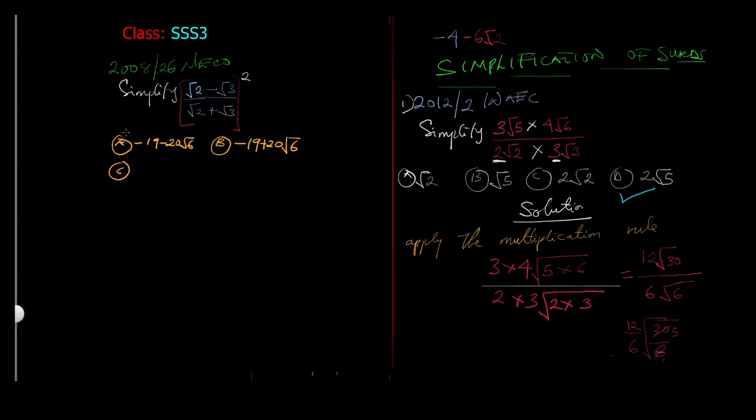Option C, we are told that the answer is 19 minus 20 plus 20 root 6. Option D, we are told that the answer is 19 plus 20 square root of 6. And option E, up to E, we are told that it is 49 minus 20 square root of 6.